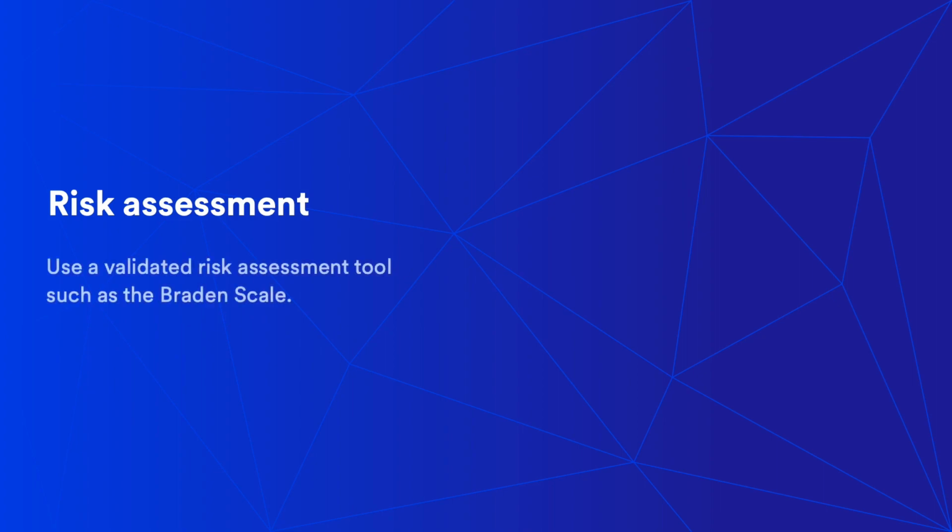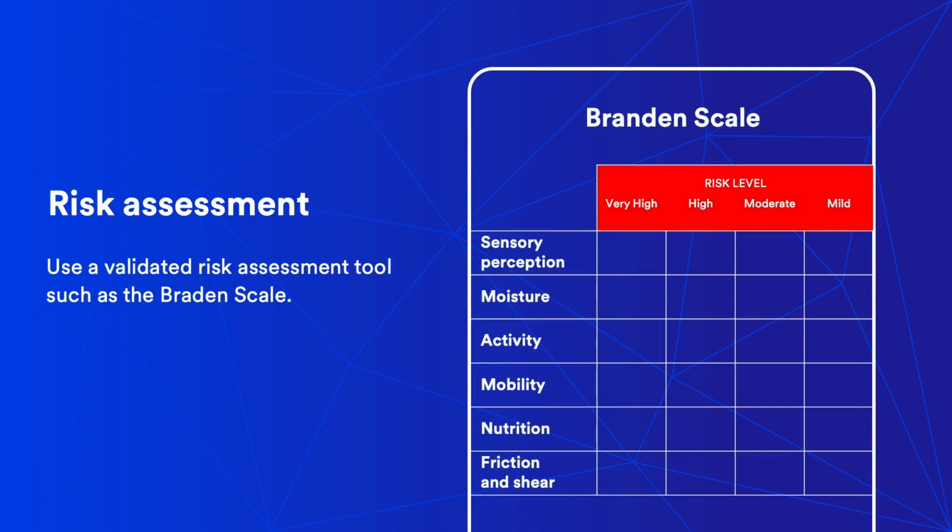One of the most used and validated tools for risk assessment is the Braden Scale. It divides risk factors into 6 subscales: sensory perception, moisture, activity, mobility, nutrition, friction, and shear. The assessed risk level of these subcategories are added together to calculate overall risk. The level of risk will help guide clinical interventions.